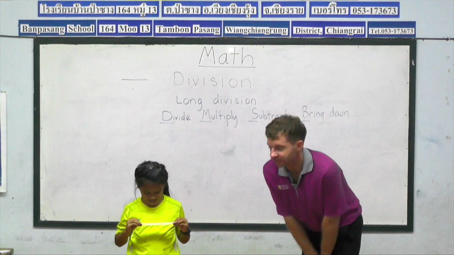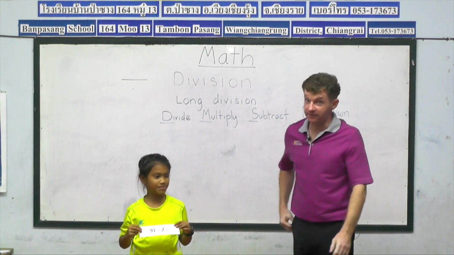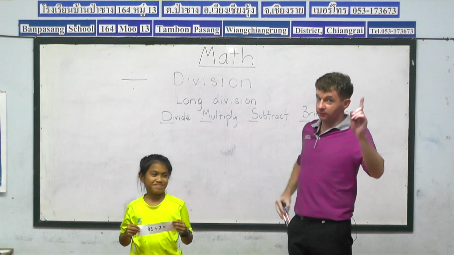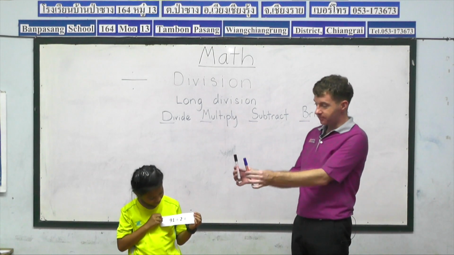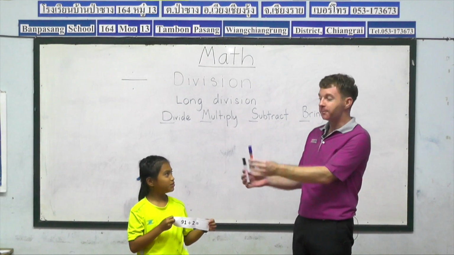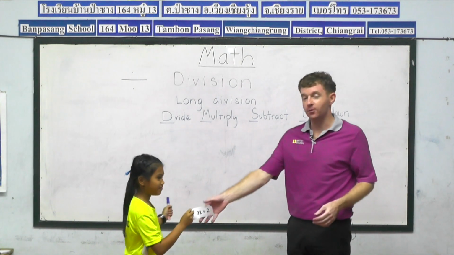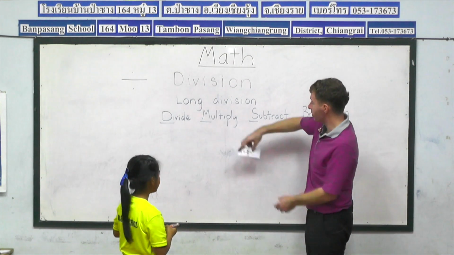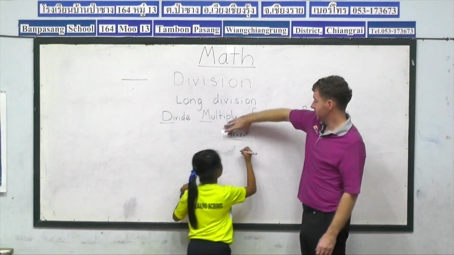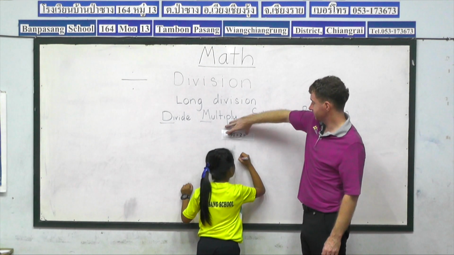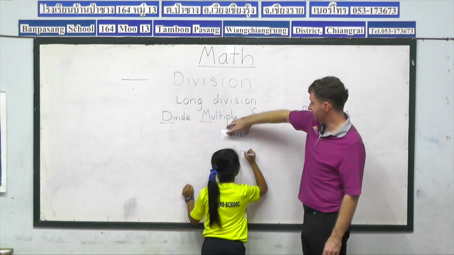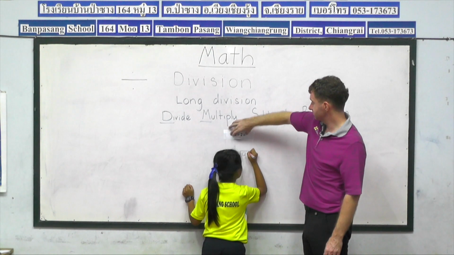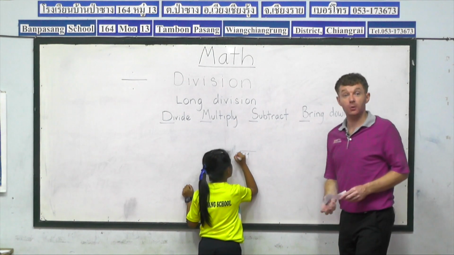What do we have, guys? 91 divided by 2. So first big question. Pak Bung, what colour? Blue. Okay. So Pak Bung can organise the division problem on the board. We have our table, and then inside 91, and outside goes 2.